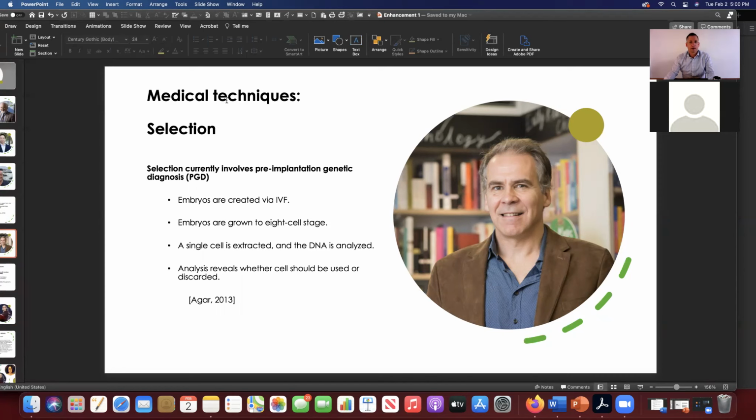And so one medical technique that's used for biomedical enhancement is PGD. It's the method of selection. So we use PGD, pre-implantation genetic diagnosis. And what we do here, using the method of selection, is as embryos are created via in vitro fertilization, embryos are grown to the 8-cell stage. A single cell is extracted, and then the DNA is analyzed. And then the analysis reveals whether the embryo should be used or discarded.